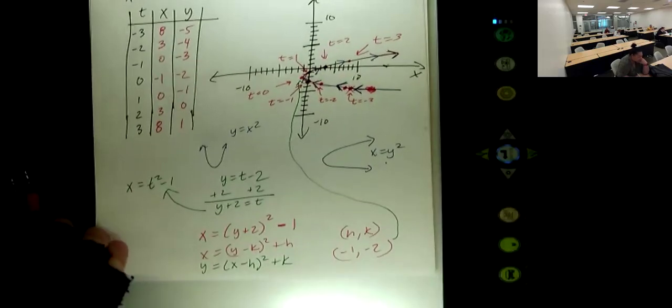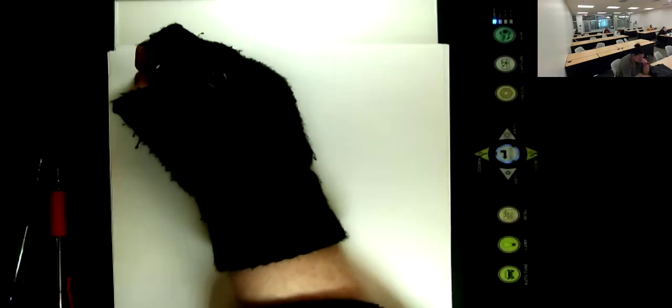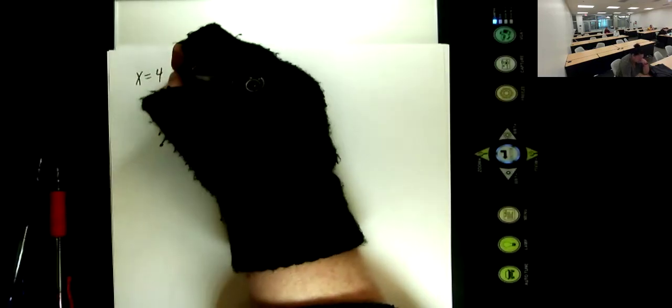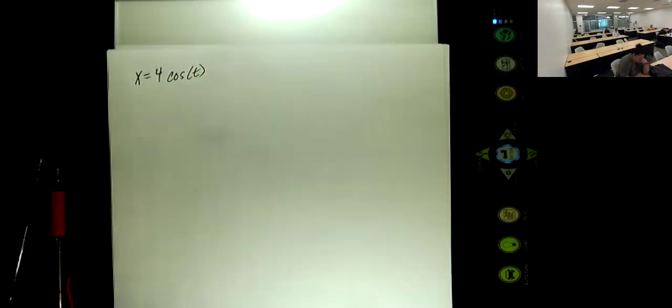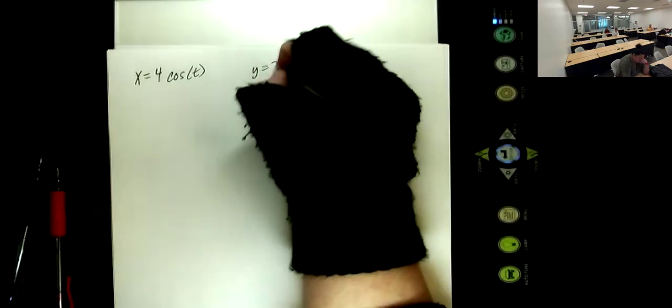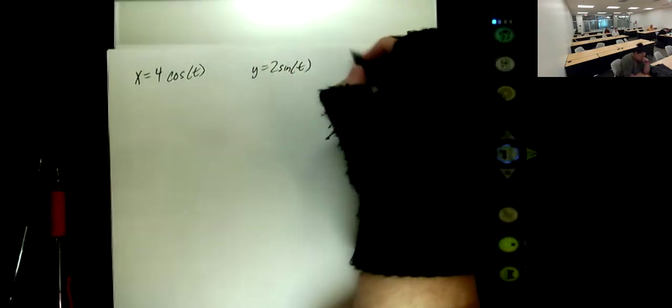You guys ready for more? Speaking of polar equation stuff, why don't we take a look at doing stuff in polar? Well, I'm still going to call it T. X equals 4 cosine T, y equals 2 sine T. T is in 0 to 2 pi.